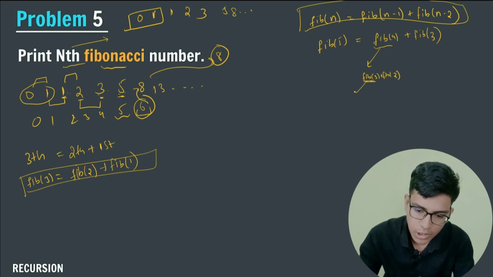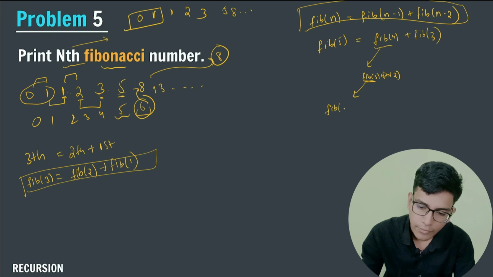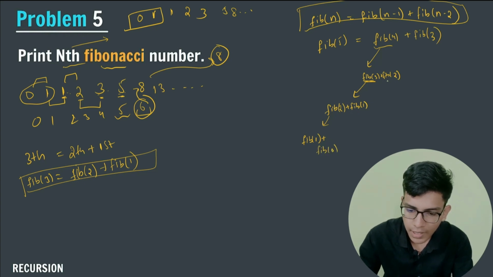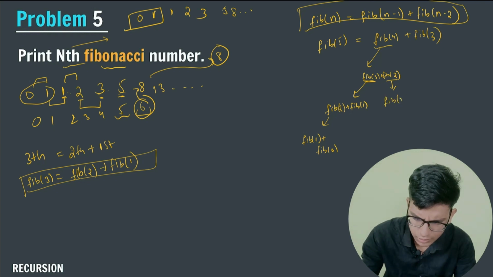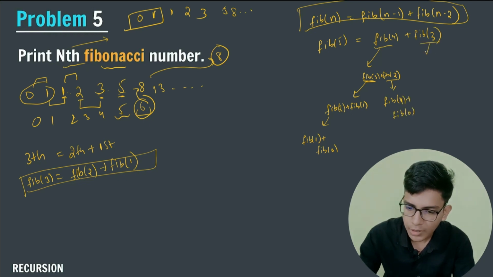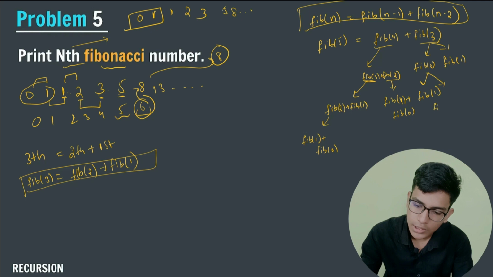What is Fibonacci of the third term? It is Fibonacci of second term plus Fibonacci of first term. What is Fibonacci of the second term? It is Fibonacci of first term plus Fibonacci of 0. And Fibonacci of the third term is Fibonacci of second term plus Fibonacci of n minus 2, that is Fibonacci of first term, and Fibonacci of 2 is Fibonacci of 1 plus Fibonacci of n minus 2, that is Fibonacci of 0.